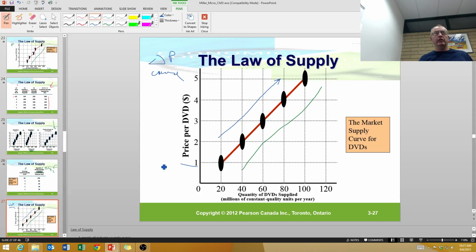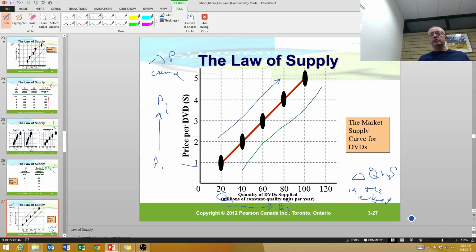So here's P1, here's P2. As prices increase, the quantity supplied, here's Q2, as the price increases, the quantity supplied will also increase. So changes in quantity supplied is the effect. Same principle that we saw with the demand curve.